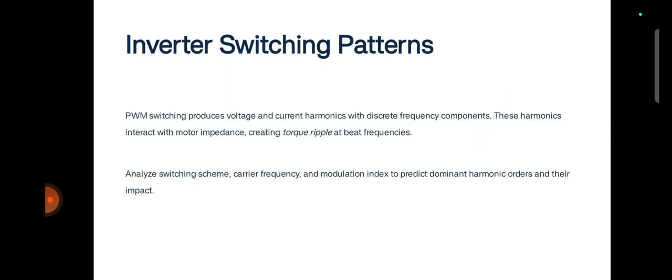Harmonic sources. Inverter switching pattern. PWM switching produces voltage and current harmonics at discrete frequency components. These harmonics interact with motor impedance, creating torque ripple at beat frequencies. Analyze the switching scheme, carrier frequencies, and modulation index to predict dominant harmonic orders and their impact.